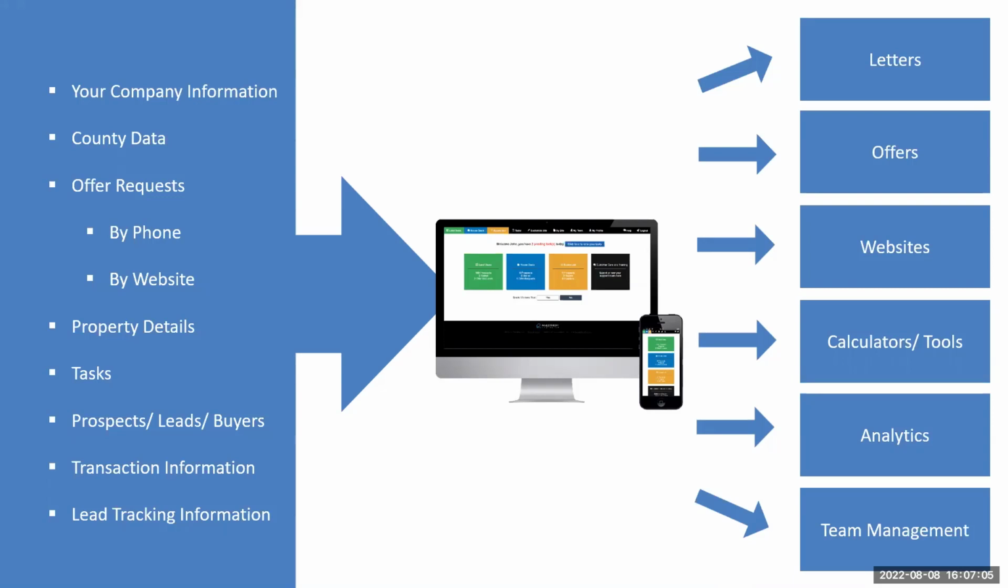And then what will happen is Investment Dominator will output for you letters, it will output offers, it will output two websites, and an opt-in page, which is for your selling side. And then it will offer you calculators and tools for you to come up with offers, as mentioned, you will have the option to do tasks and various other things. And then you will have analytics, so you will have various reports. You will have the option to do some SEO, all of this good stuff in regards to marketing.